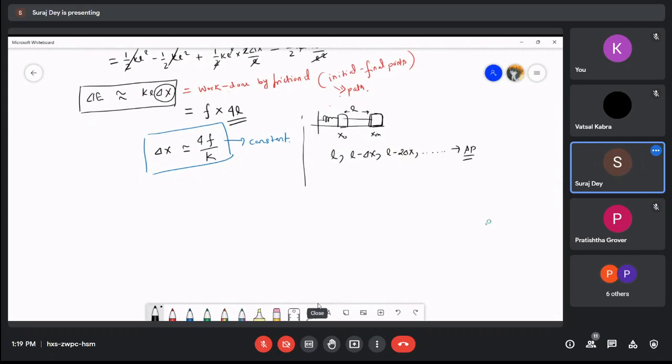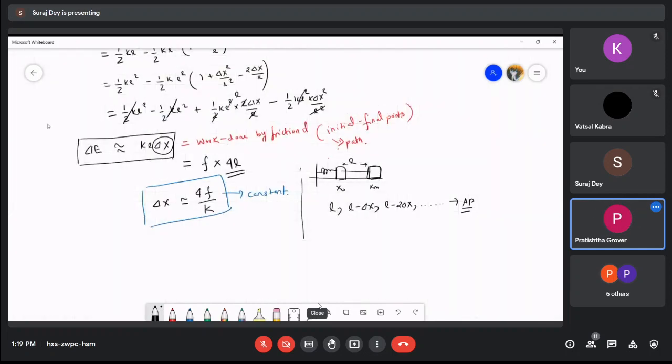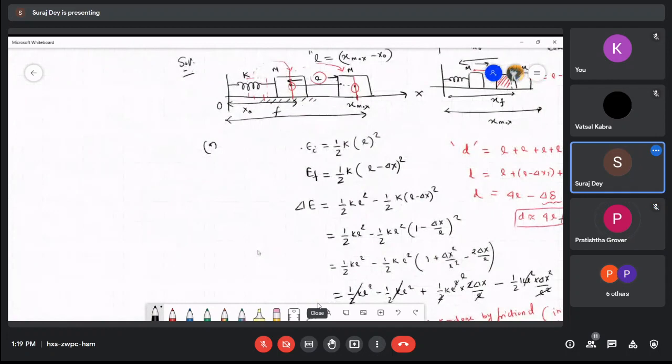Is there any doubt? Yeah, I wanted to ask, why is it 4L? Are we considering 2 oscillations? No, we're not considering that. So what happens when you stretch a spring is, let's say I stretch it to here, right?